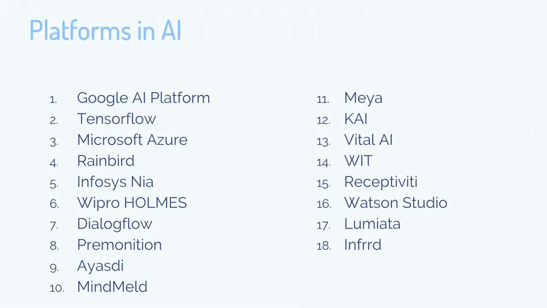Here we have some of the platforms. They are open source, so whoever wants to can access those platforms for a trial version or a few configurations, and you can access the data. For example, we have Google AI Platform, TensorFlow, Microsoft Azure, and then Infosys, Wipro, and Watson Studio from IBM. These are some of the platforms we know, meaning they are famous and familiar to us. So these are the platforms you can use to build those technologies.